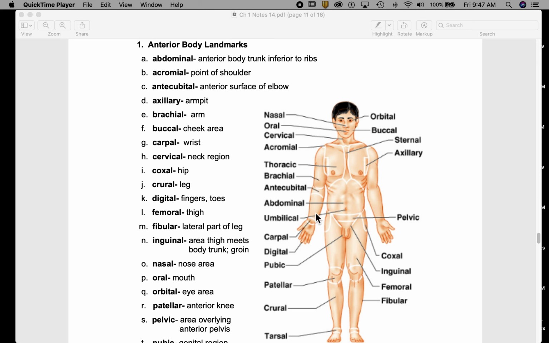Coxal. Coxal are these hip regions right here and right here. You can see the word. The bone collectively, it's made of 3 bones fused together. The hip bone is called the coxal bone. So that region is named after that.